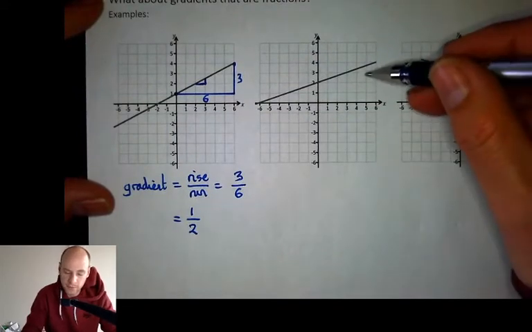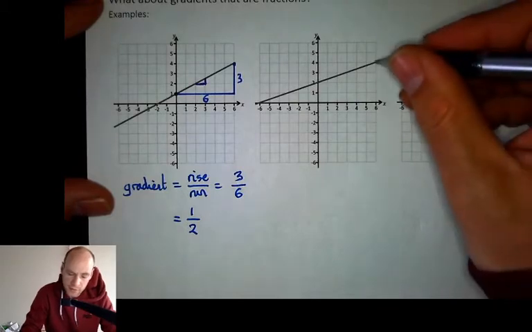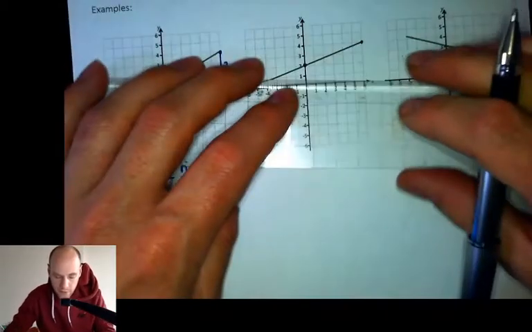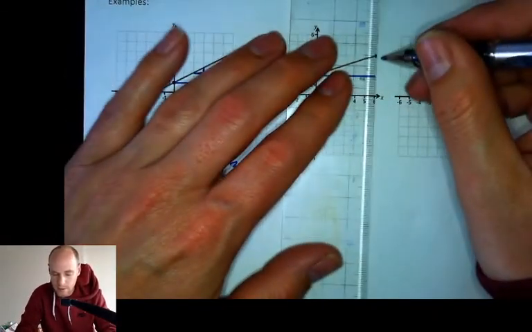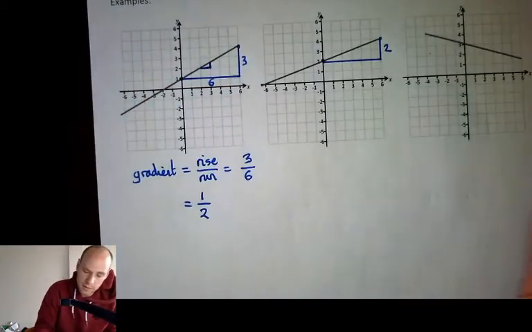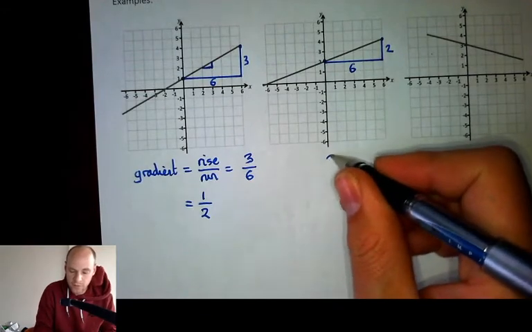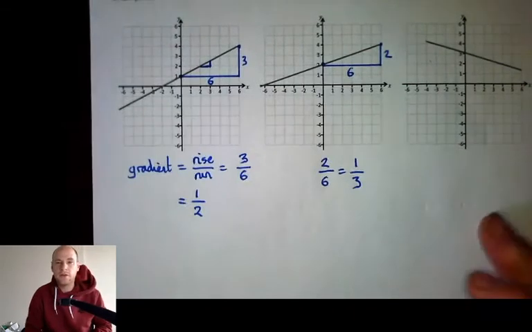Let's have a look at this one. On the face of it, it looks the same, but it's not quite the same. So what we're going to do is use another big triangle. I'm going to draw across, and then this is 2 and 6. So we've got a rise of 2 and a run of 6. So I think we've got a gradient in this case of 1/3. So that's smaller than a half.